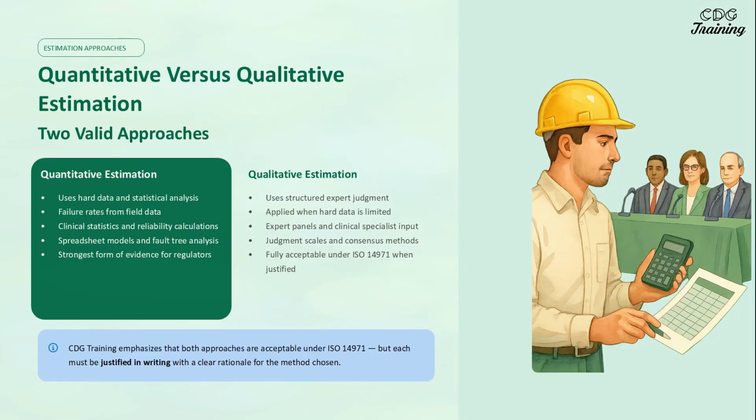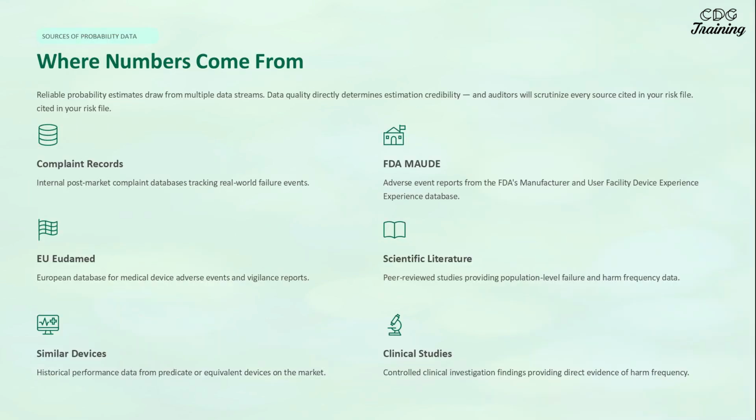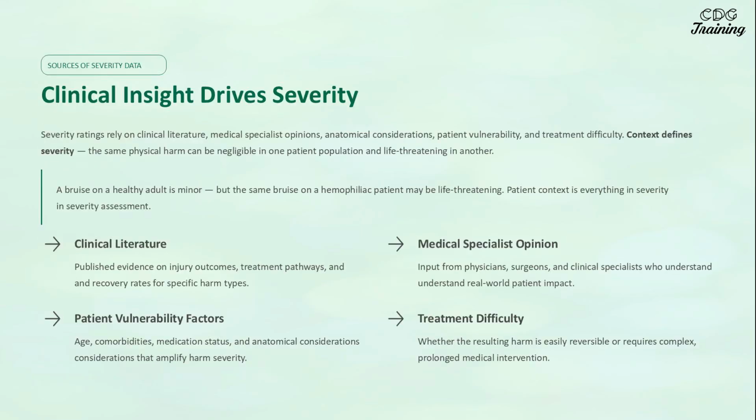Both quantitative and qualitative estimations are valid approaches. Each must be justified in writing, with a clear rationale for the chosen method. Probability estimates are drawn from multiple data streams, including complaint records, scientific literature, and clinical studies, ensuring every source is cited in your risk file. Severity ratings rely on clinical literature, medical opinions, and patient vulnerability factors. Context defines severity, making it crucial in every assessment.